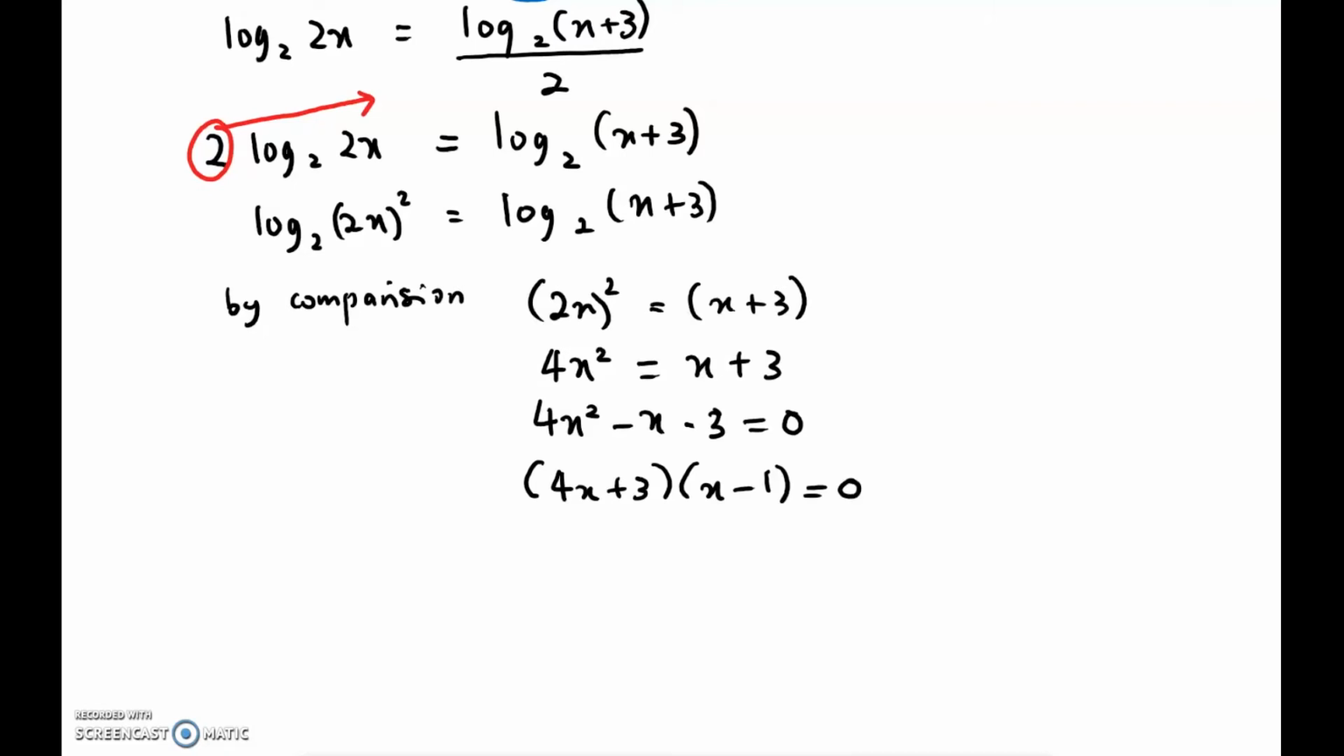By solving, you get 4x plus 3 equal to 0, so the first x will be negative 3 over 4. How about the other one? You solve x minus 1 equal to 0. Then you get x equal to 1. Then how about this one?